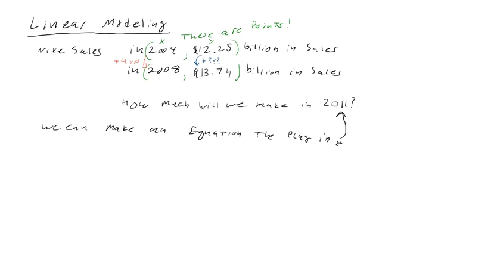So let's make our equation. So we have our 2 points, right? 2004, 12.25 and 2008, 13.74. Instead of these big numbers of years, though, very often you will want to recalibrate your years, right? Instead of 2004, 2008, we can start this by saying, okay, let's pretend 2004 is our starting year 0.